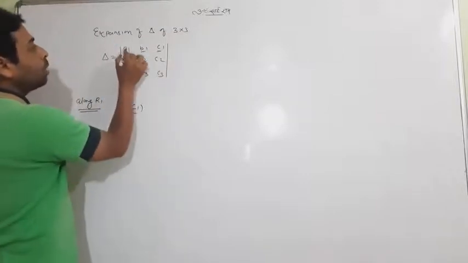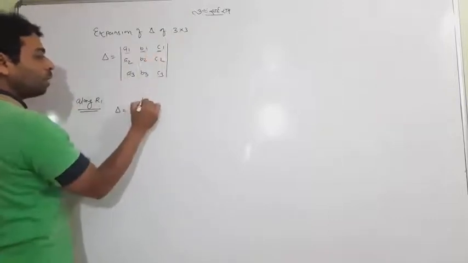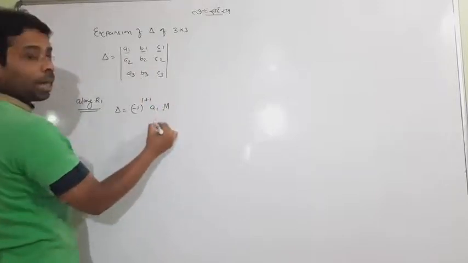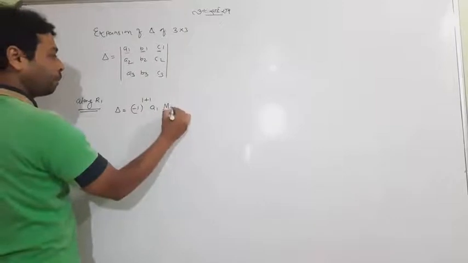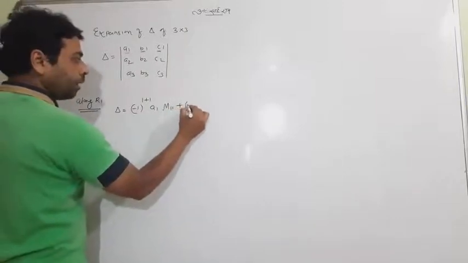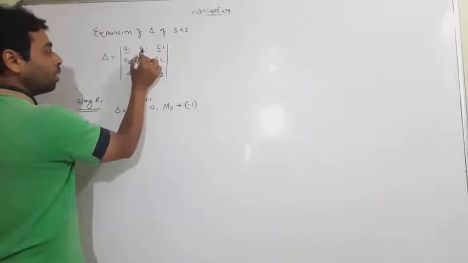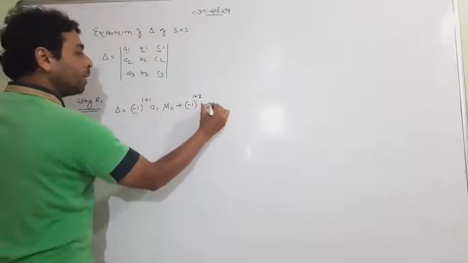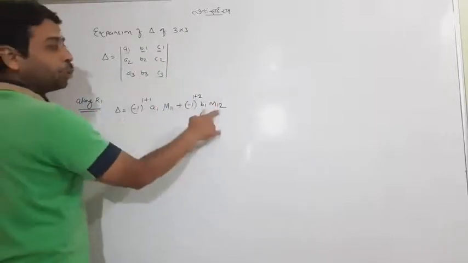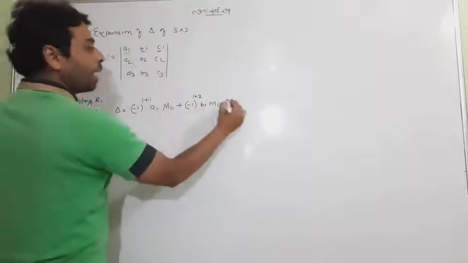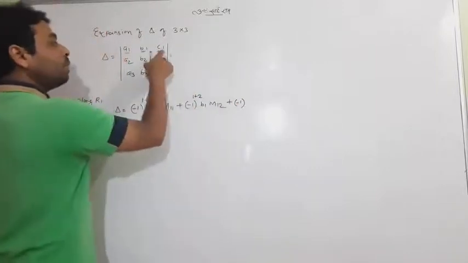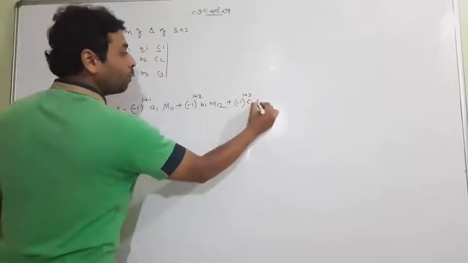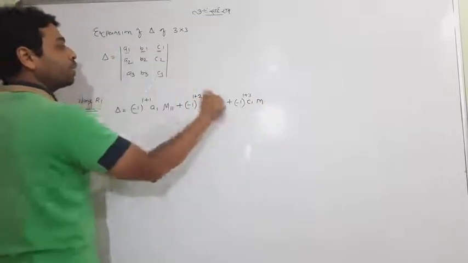Minus 1 to the power: A1 is lying in the first row and first column, so I will write 1 plus 1. Then the element itself, and its minor. Minor meaning Mij, meaning M11. Further, it is minus 1 to the power, the second element will be chosen, lying in the first row and second column, 1 plus 2, then the element itself, then its minor M12. And third, C1 is lying in the first row, third column, element itself and its minor M13.